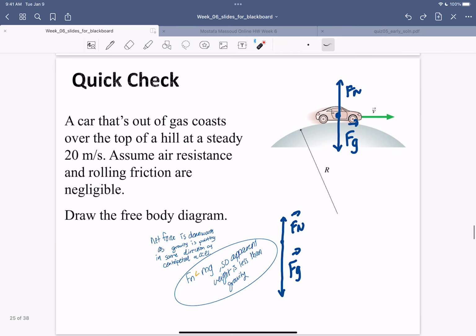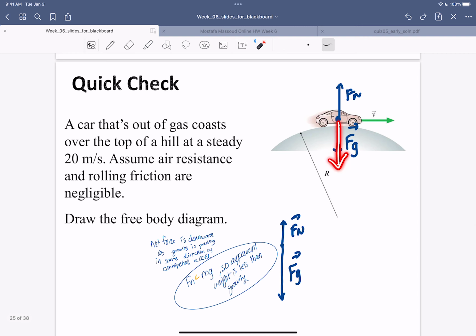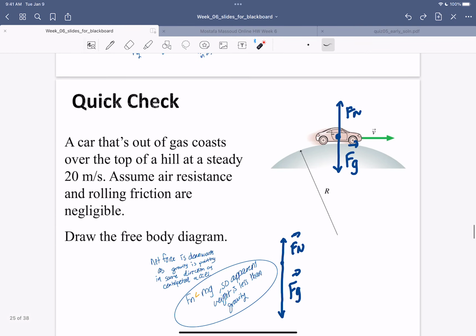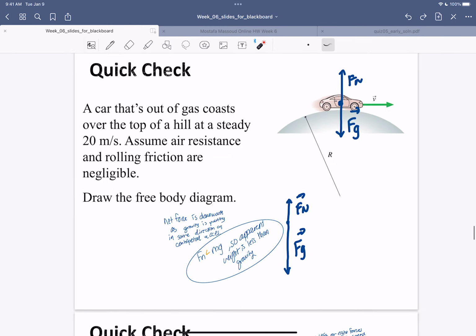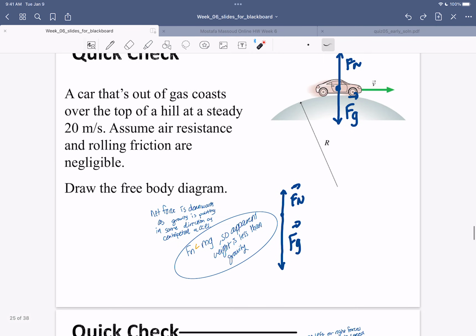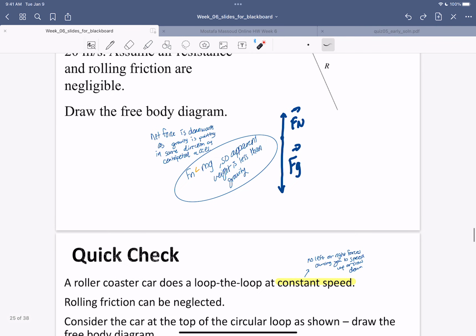And then remember, centripetal force is our net force for circular motion. So if our centripetal force is directed along the negative y-axis, then the negative y-axis forces must overwhelm the positive y-axis forces. So Fg has to be greater than Fn, and therefore your apparent weight is less than gravity. So at the top of this hill, you might feel lighter than you do at the bottom of the hill. There's a previous example too, for those that might have missed it earlier. Check out the recording to go over that.